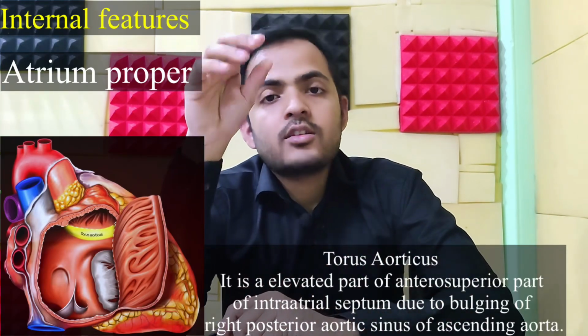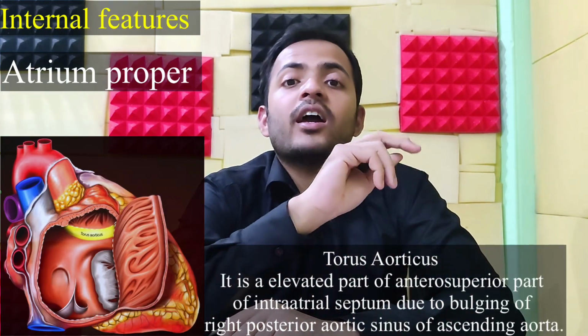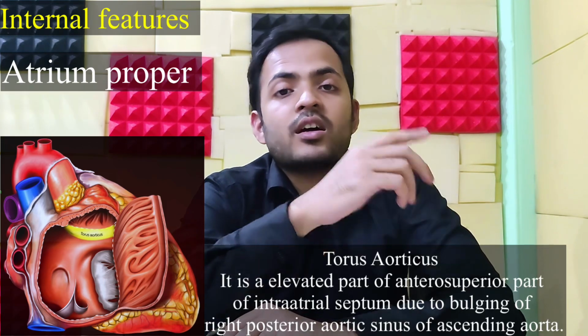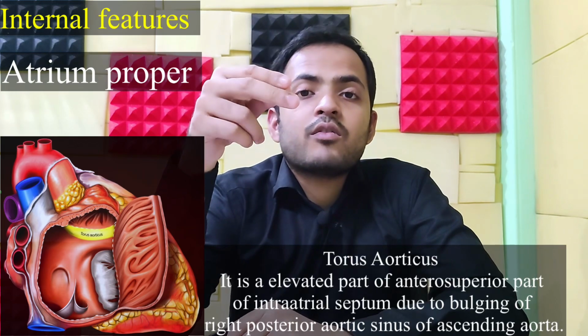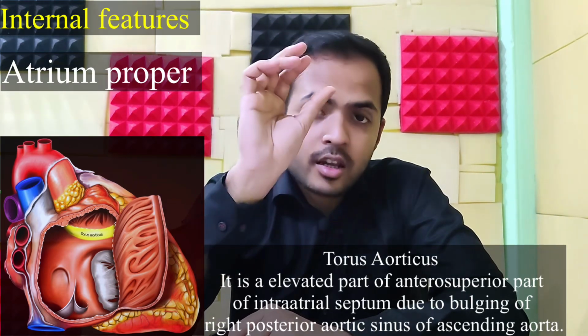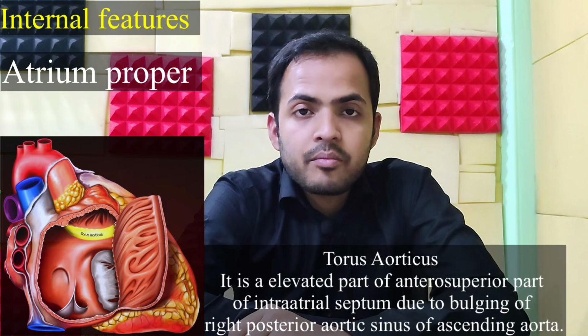Then you will find Torus aorticus. It is actually an elevation of the anterior superior part of the interatrial septum. It is because of the bulging of the right posterior aortic sinus of ascending aorta. So this is the short video about our right atrium. I hope you a little bit understand, because the entire part is very complex.